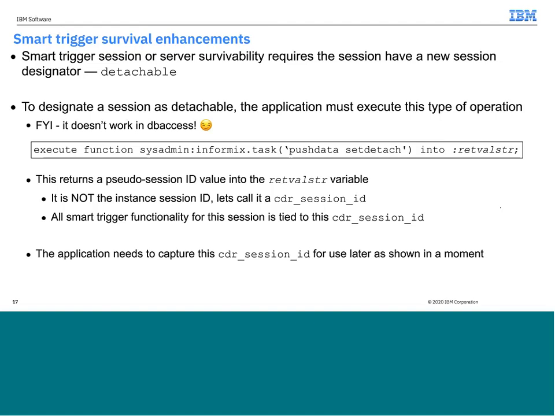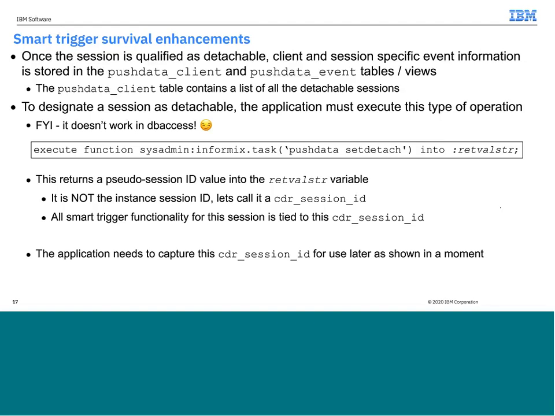What it will return is a unique ID. Nagaraju may have a name for it, but in the context of this presentation, I'm going to call it a Cdr session ID. It's not the instance ID for that session, but it is a unique identifier. All the smart trigger functionality for that session is going to be tied to that session ID. And what you need to do within the application is capture that ID, because that's what you're going to use when you want to survive some sort of a failure.